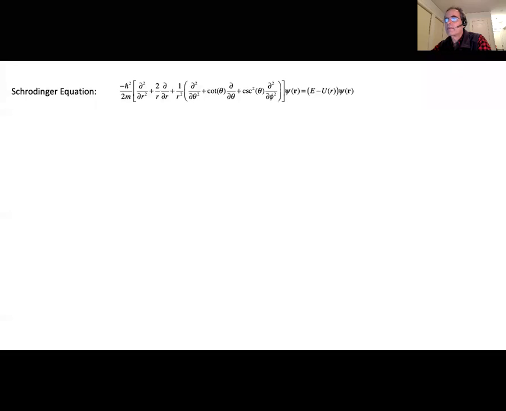Hi, everybody. Well, let's pick up our story again. So now we figured out how we can write Schrodinger's equation in spherical polar coordinates. Here, let's take a look at that.